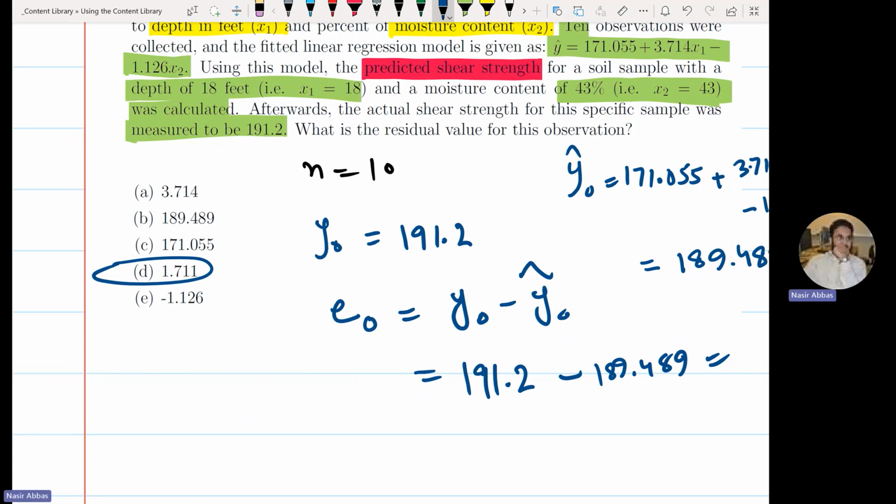No, it can be negative. What if the actual value was 187 point something? It would be negative. Residual can be positive, can be negative.